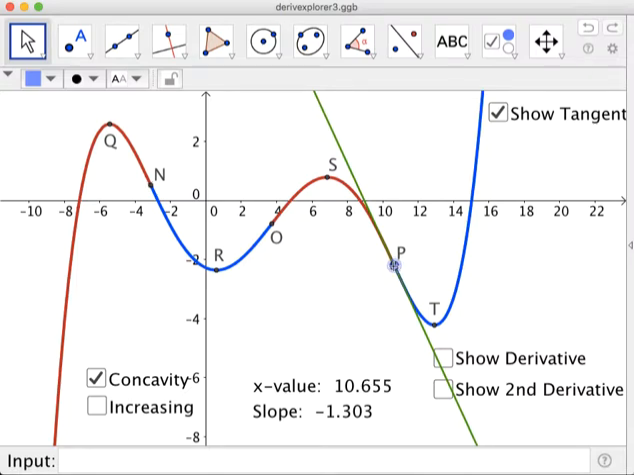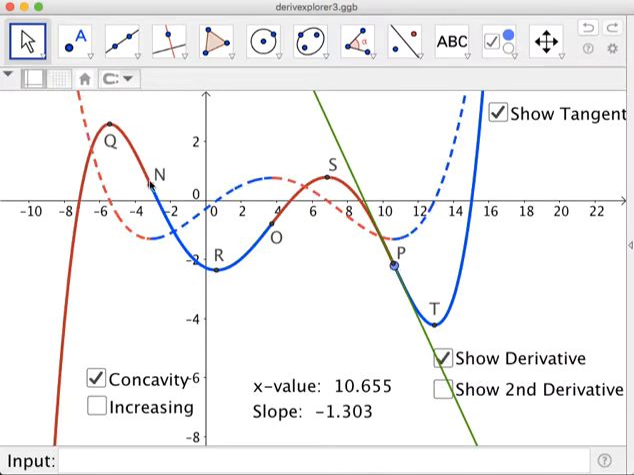point, P. These points where it changes from the slope increasing to decreasing or vice versa are inflection points. Now, when we look at our first derivatives, those inflection points show up as local minimum points or local maximum points on the first derivative.